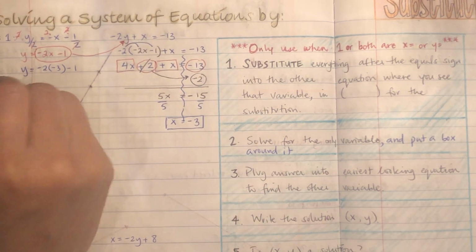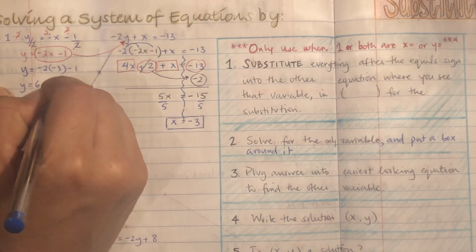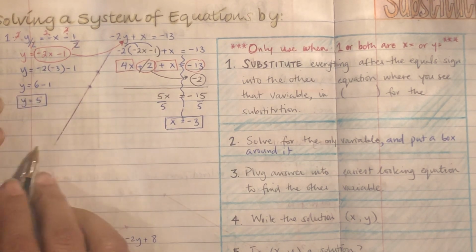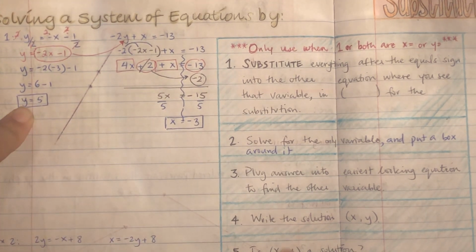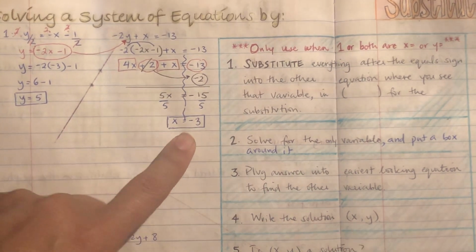All right. So solve to find the other variable. Negative times a negative is a positive. 2 times 3 is 6. 6 minus 1. Y is equal to 5. Put a box around that too. So now I've got y equals 5. So it says write the solution, x and then y. I found x to be what? Negative 3.